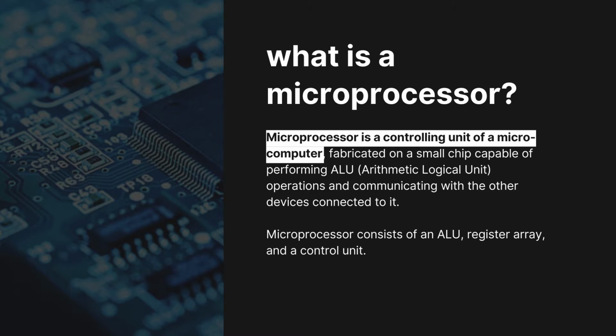What is a microprocessor? A microprocessor is the controlling unit of a microcomputer, fabricated on a small chip, capable of performing ALU or arithmetic logical unit operations and communicating with the other devices connected to it. A microprocessor consists of an ALU, register array, and a control unit.